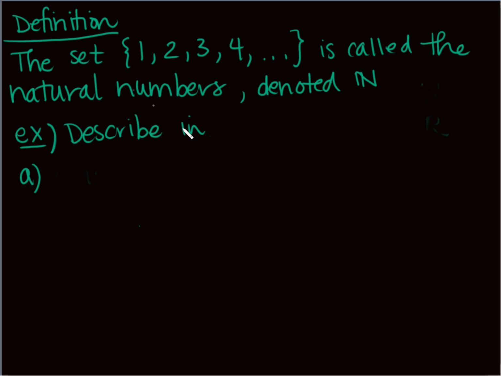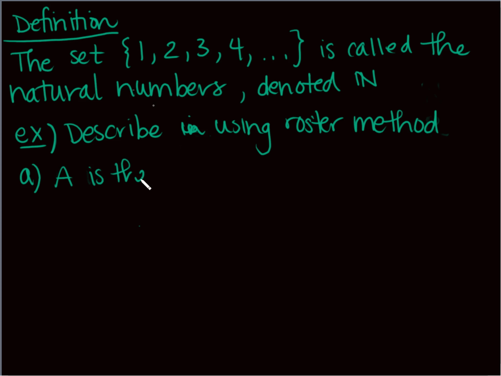So let's describe these using the roster method. That's what I meant to do. I like it when I put examples in my notes, and then I don't actually explain what I meant for it to do. So part A is the set of natural numbers less than or equal to 7.